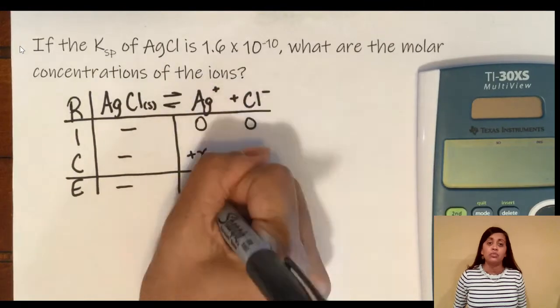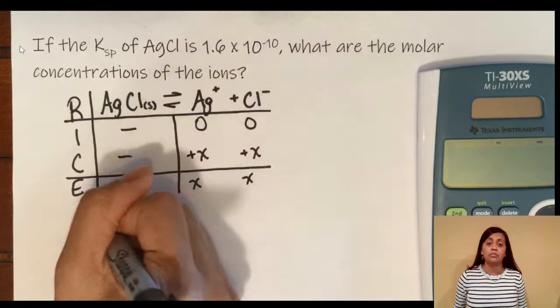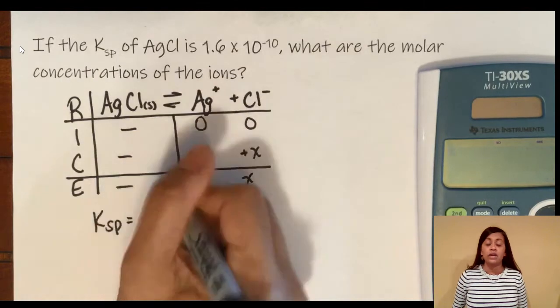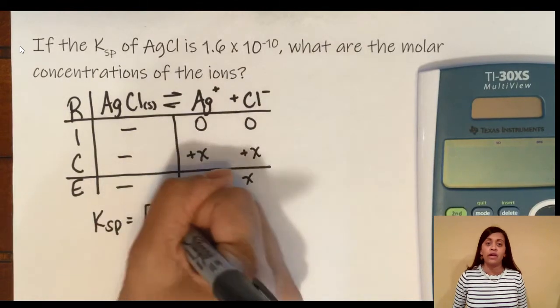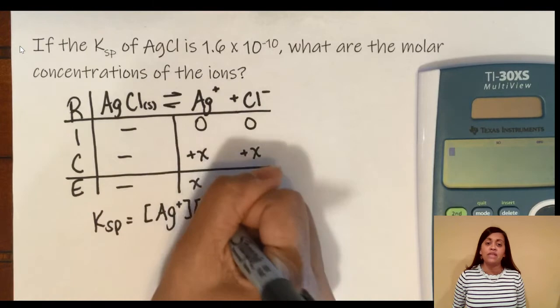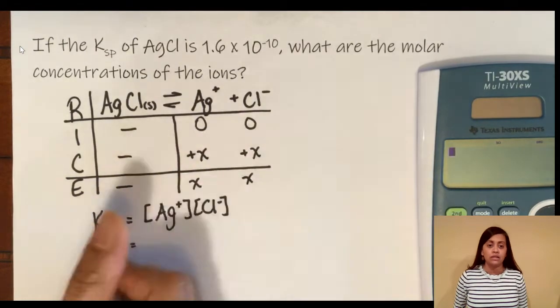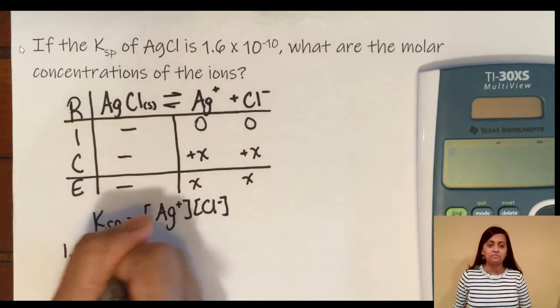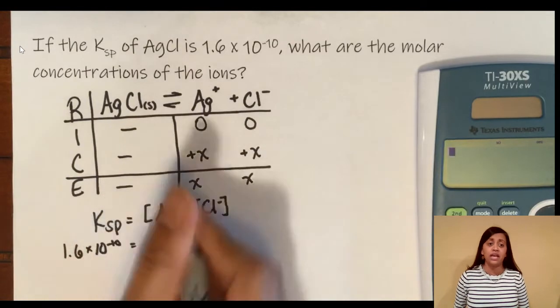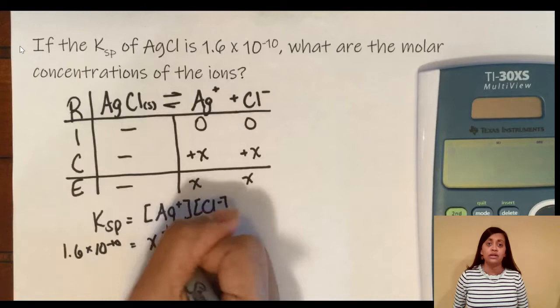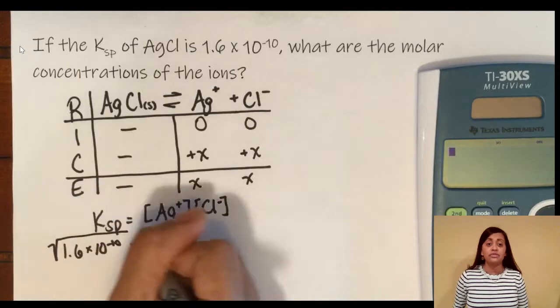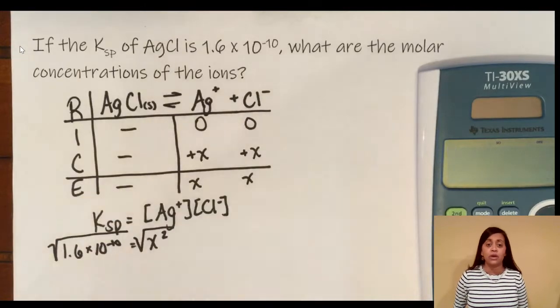We can see, however, silver and chloride ions, we have nothing to begin with, but we are adding a plus x for each one of them. And then we're writing out the KSP expression again. So KSP is equal to the silver ion times the chloride ion. And then we'll plug in. So we have KSP, which is 1.6 times 10 to the negative 10, equal to, in this case, x squared. So we'll take the square root of 1.6 times 10 to the negative 10.